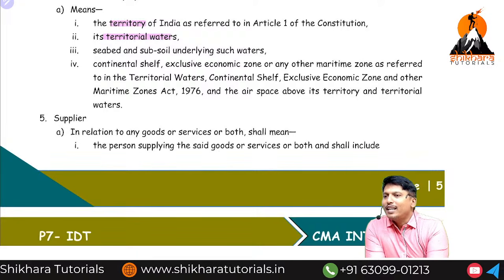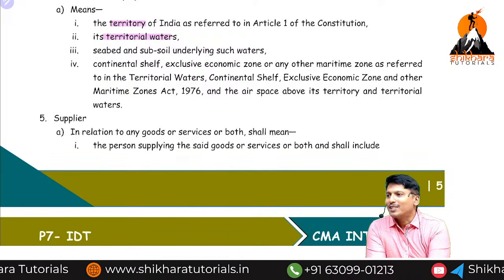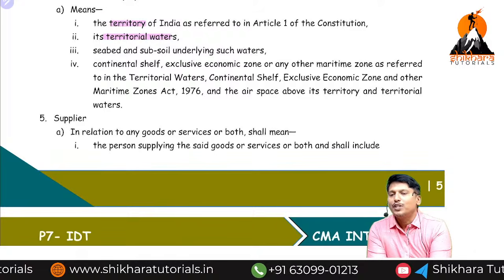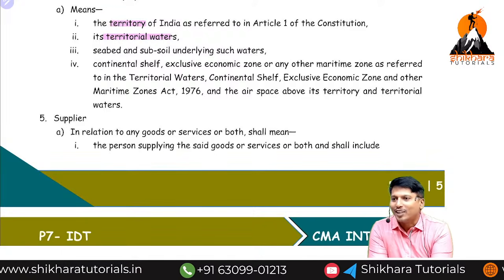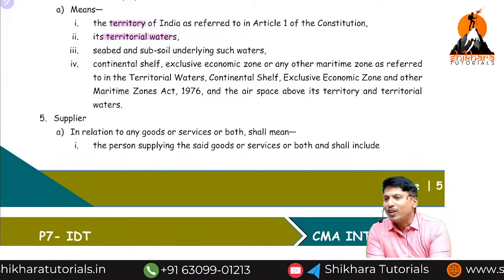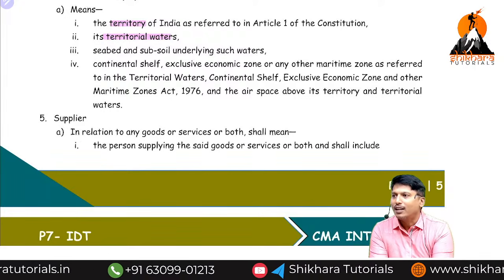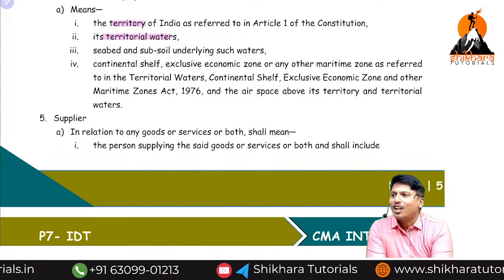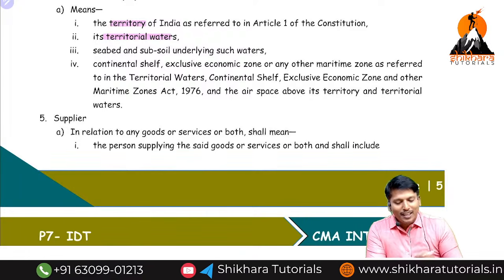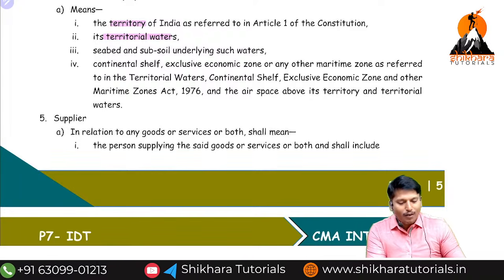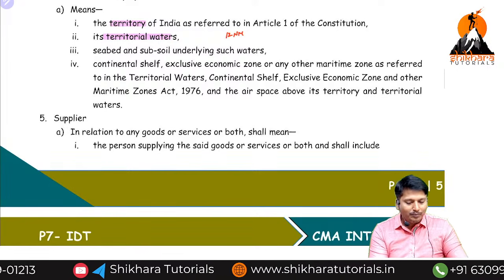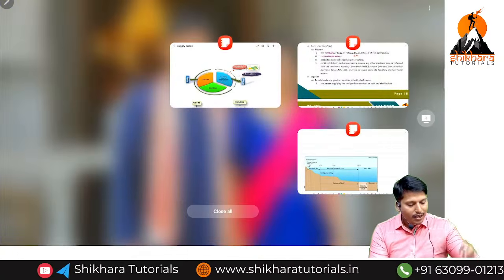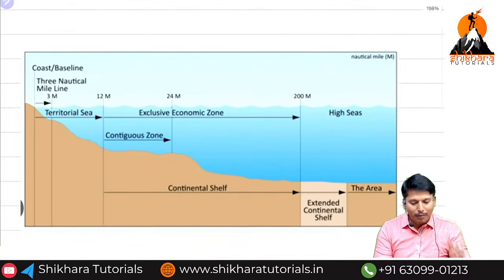So what is a territory? Our land space, which means our states and union territories, which is called territory. All states, union territories, the land mass in India, we call it territory. Then what is territorial waters? 12 nautical miles from baseline.